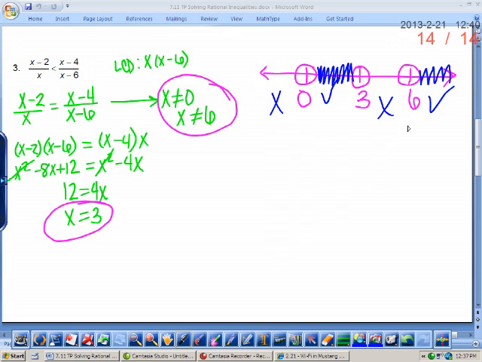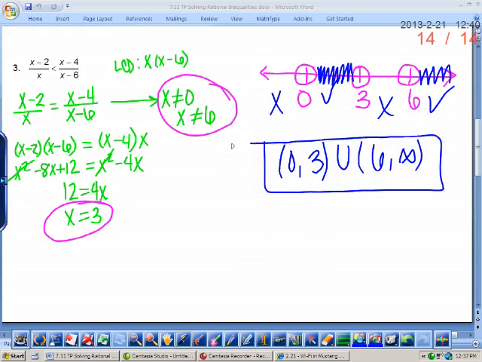Anyone need help figuring out any of these sections? Okay, so I turn this into 0 to 3, union 6 to infinity. Questions on that? All right.